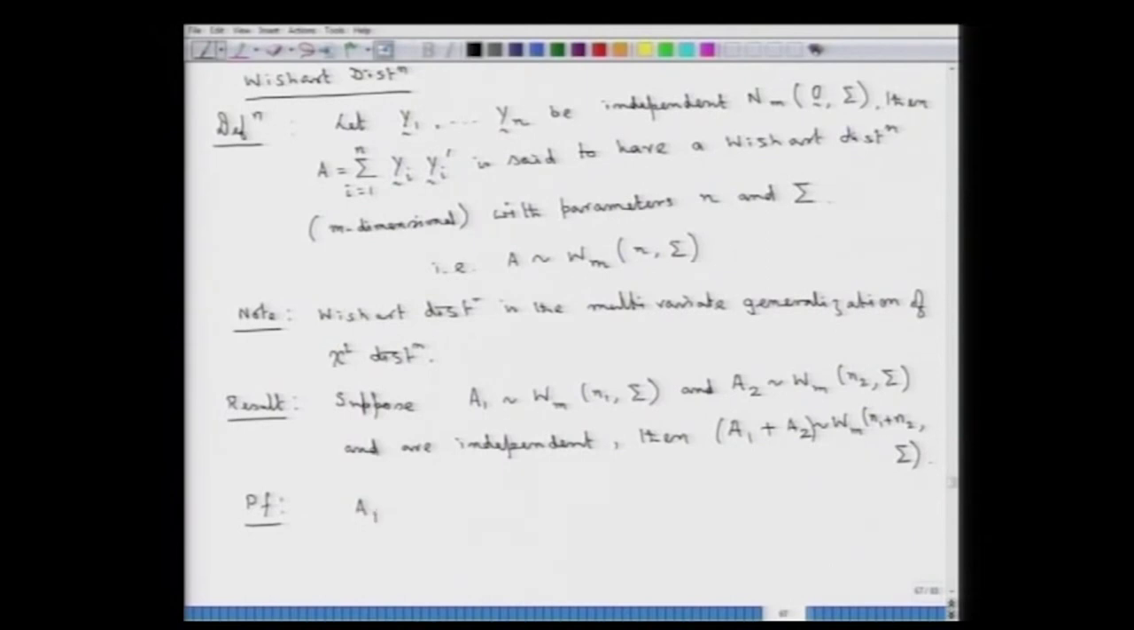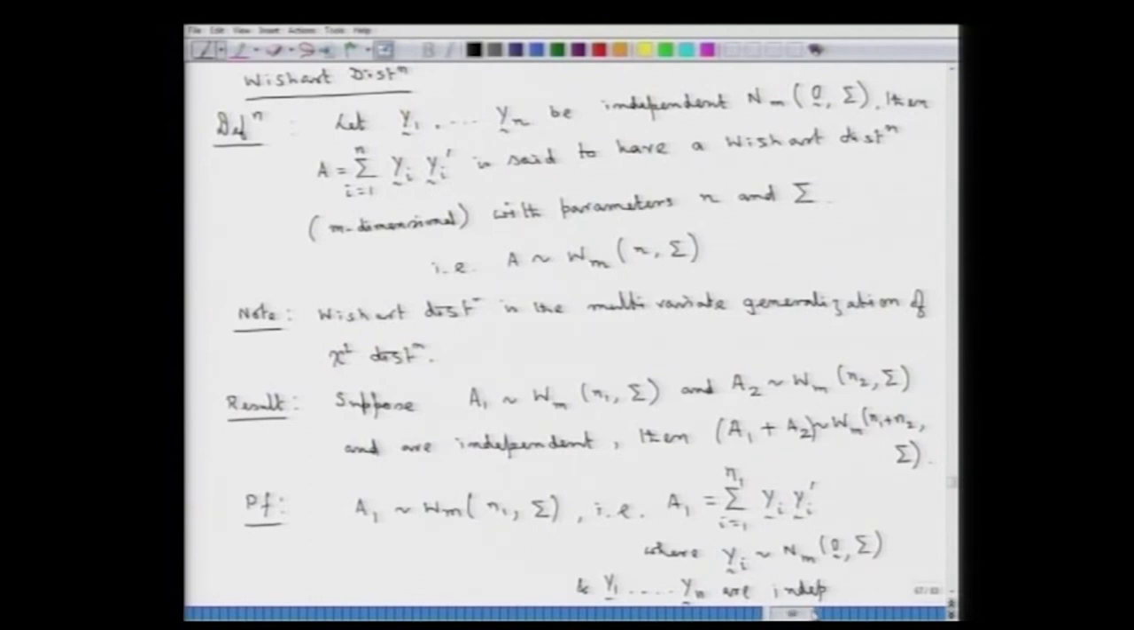Now, A1 follows Wishart m, n1, sigma. From the definition, we can say that A1 can be written as summation i equal to 1 up to n1, because it is on n1 degrees of freedom, so there are n1 such random vectors yi, of yi yi transpose, where each of these yi follows a multivariate normal with the dimensionality of the Wishart, a null mean vector, and the covariance matrix associated with the Wishart, which is sigma. And y1, y2, ..., yn1 are independent. That is the definition of the Wishart distribution.